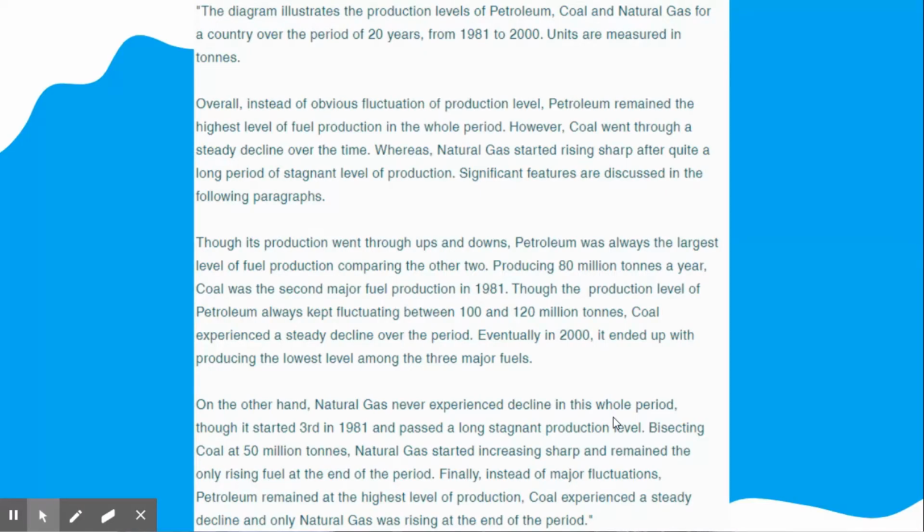Okay, though its production went through ups and downs, petroleum was always the largest, blah, blah, blah. Look at the last sentence. Eventually, in 2000, it ended up with producing the lowest level among the 3 major fuels. So basically, it's the end of the discussion there about the first and the second major points.